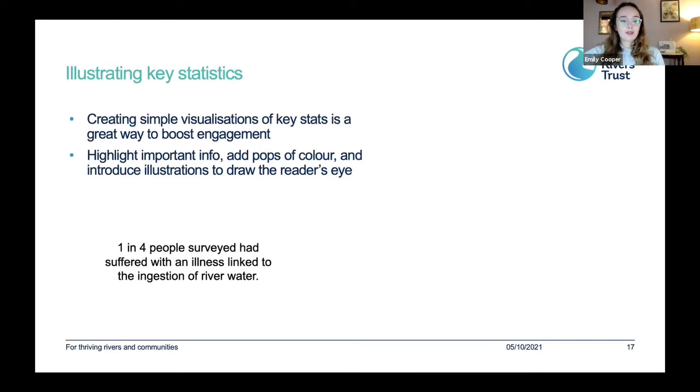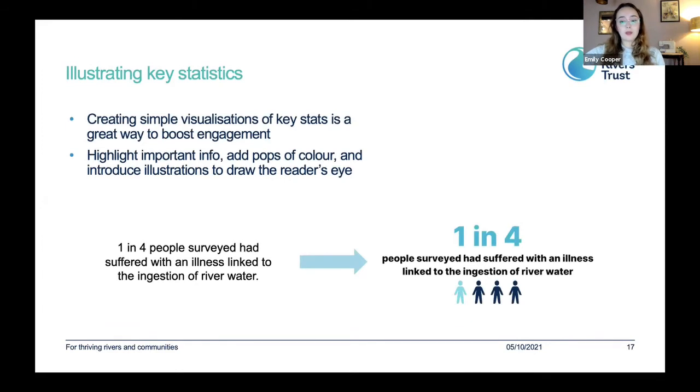So here on the left, we have the statistic, just in plain text. 1 in 4 people surveyed had suffered with an illness linked to the ingestion of river water. I mean, I think that's a pretty impactful statistic, but presented as it is on the page, I'm not entirely convinced that I would be particularly drawn to that. And it is actually a really important piece of information that we want people to be drawn to. So this is just a quick example of how you could make that more visually appealing.